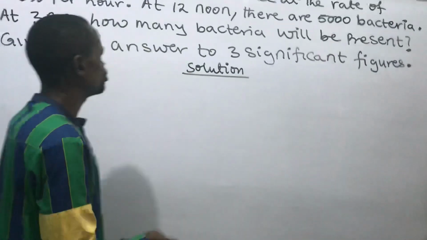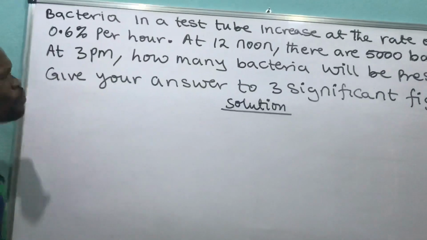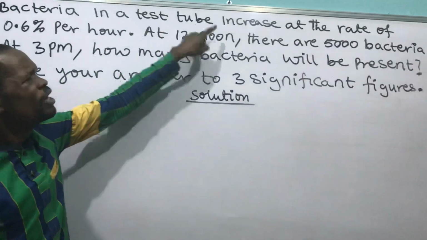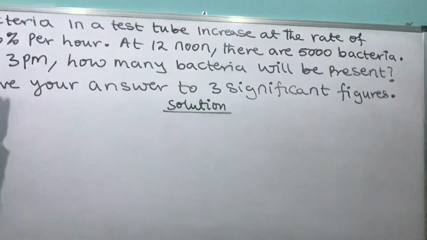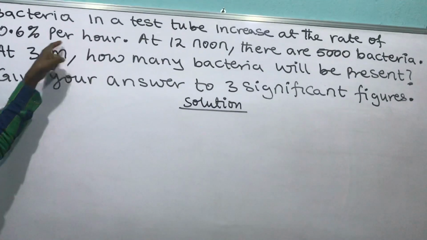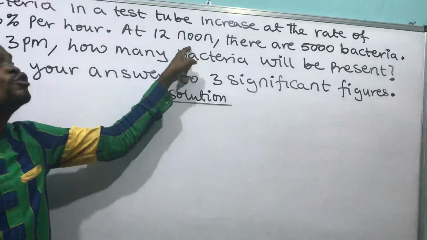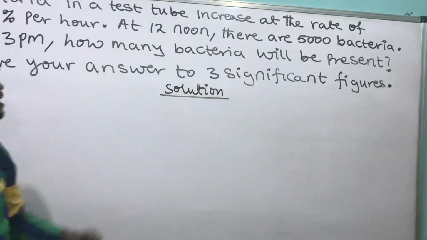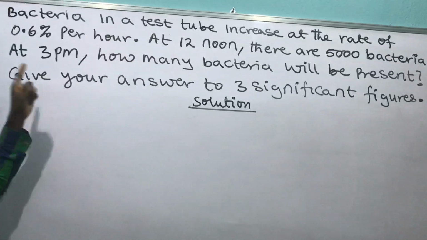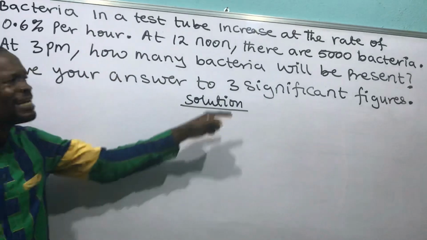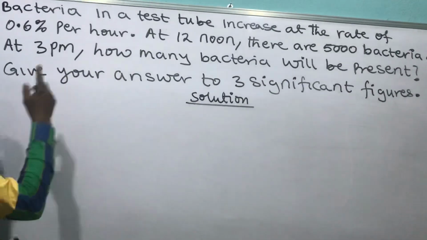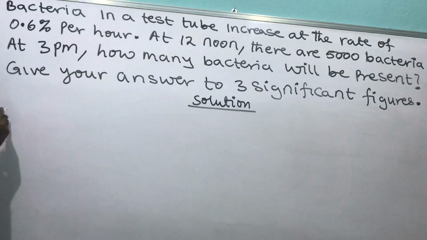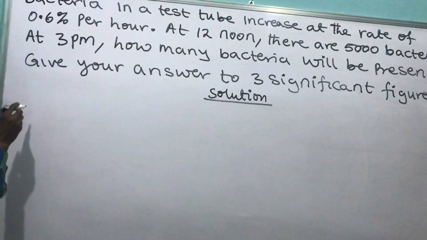Let's go to the solution. Looking at the question, bacteria in a test tube increase at the rate of 0.6% per hour. At 12 noon, there are 5,000 bacteria. Then at 3 p.m., how many bacteria will be present? The question said, leave your answer in 3 significant figures. Using the formula I always apply.